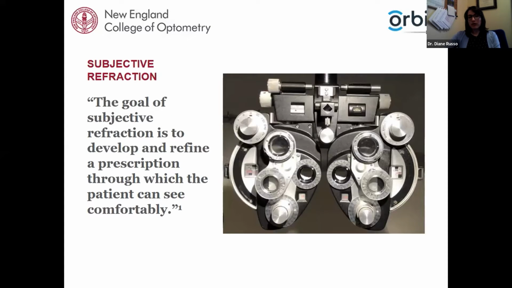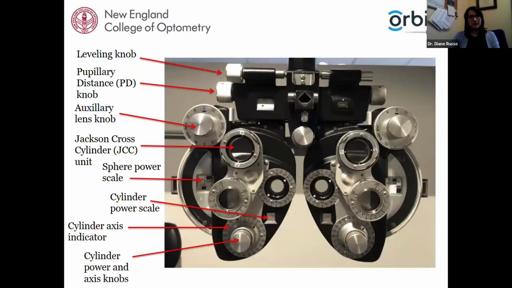So again, this is part of that brief review from the last lecture, but the goal of subjective refraction is that you want to come up with a glasses prescription that the patient can see through, right? So that piece is speaking to the visual acuity, making sure the visual acuity is optimized, but that the patient can see through comfortably. So that's that other portion. We'll touch on that a bit today.